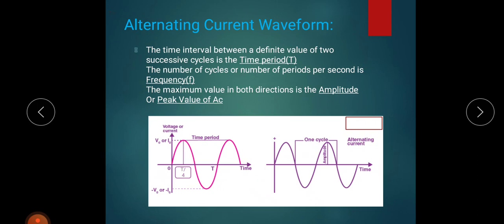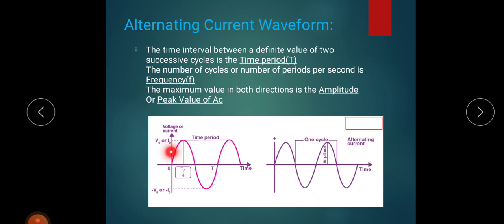Alternating current waveform. The alternating current waveform may be sinusoidal, square, triangular, or an irregular shape. In this case we generally take a sinusoidal wave. Here, time is taken along the x-axis.